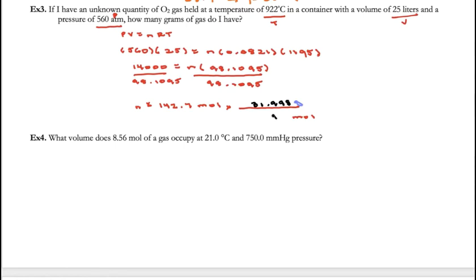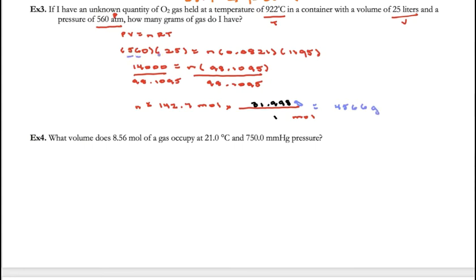So I'm going to take the value that I kept in my calculator and multiply it by 31.998, or you can simply retype it if you want to, but don't round to 142.7. Keep the whole unrounded value in there. And so what I get for my mass, unrounded, is 4,566 grams.